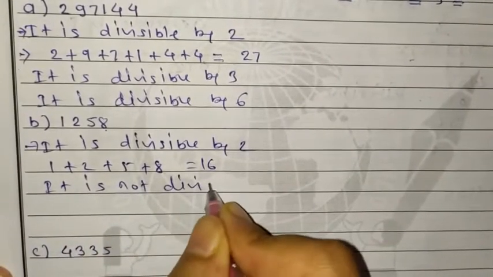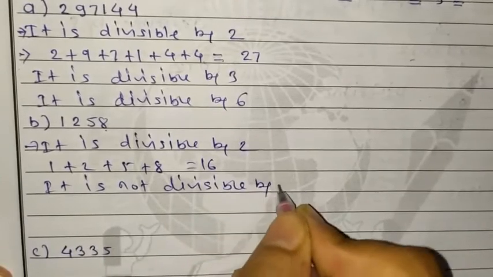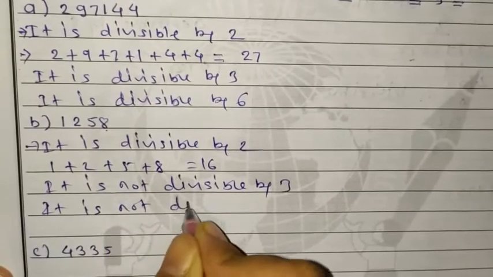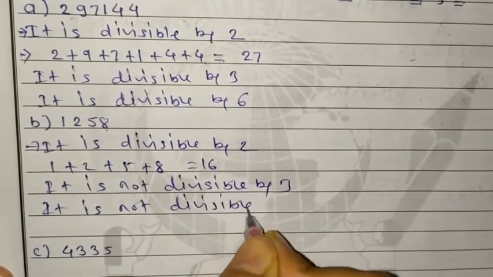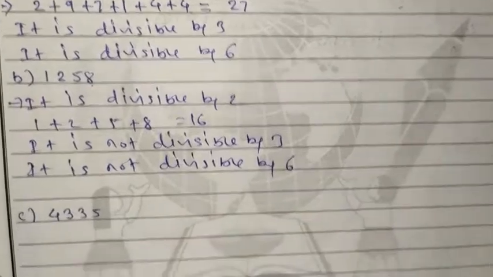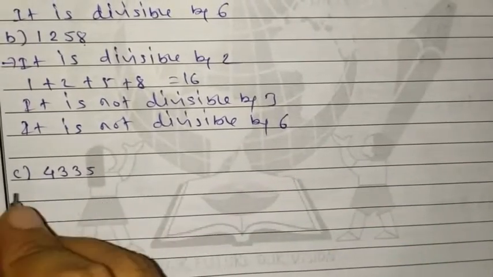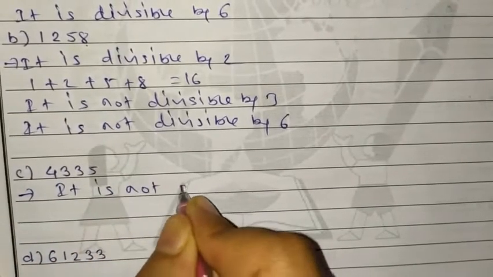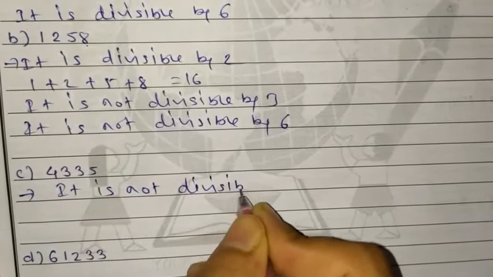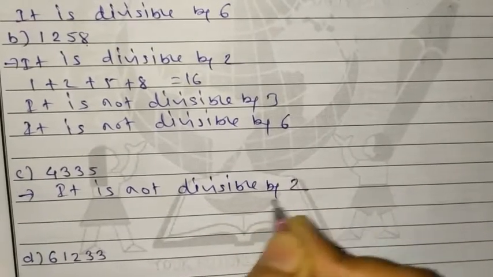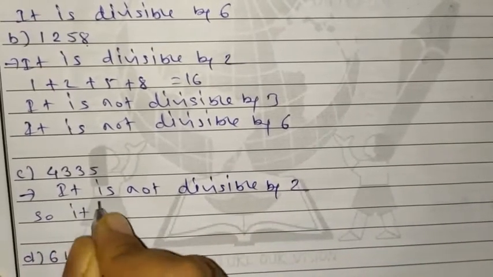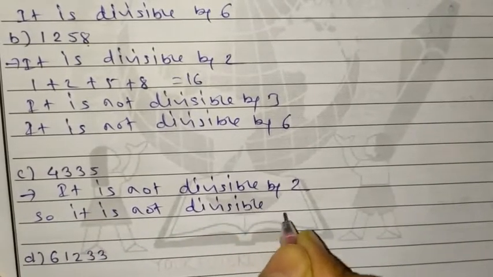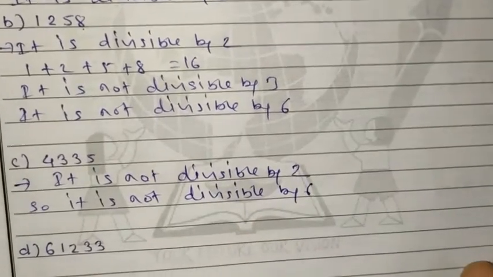divisible by 3, since it is not divisible by 6 also. Third one, the last digit is odd, so it is not divisible by 2, so it is not divisible by 6, no need to check by 3.